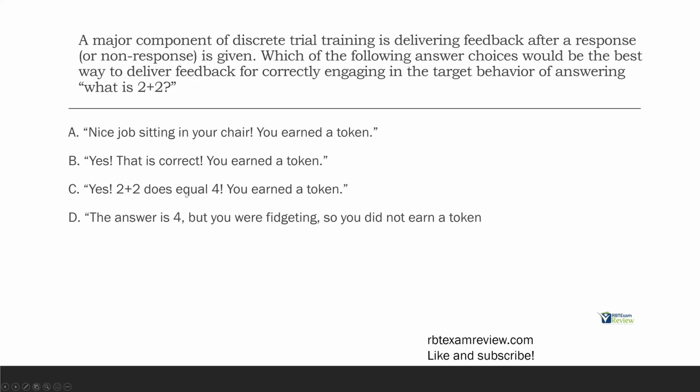C, yes, 2 plus 2 does equal 4. You earned a token. All right, there we go. Here's our target behavior, right? We earned a token. Okay, looks good. Correct response. Feedback looks good on C.